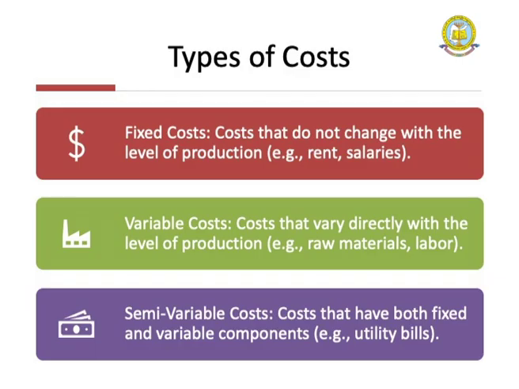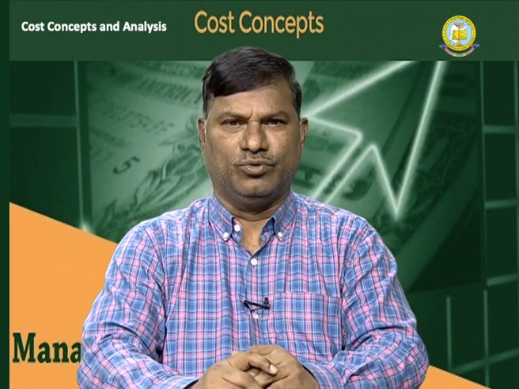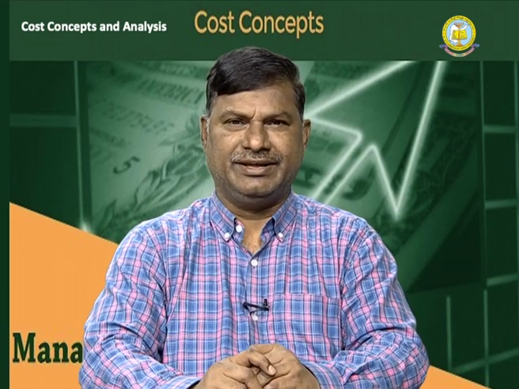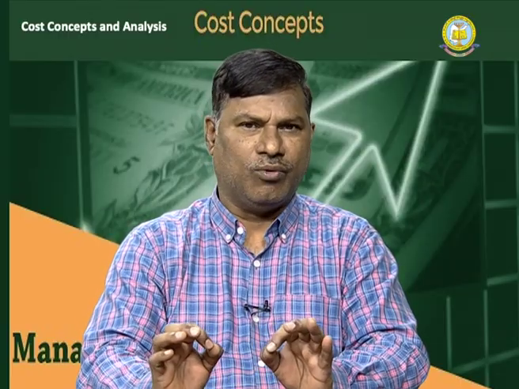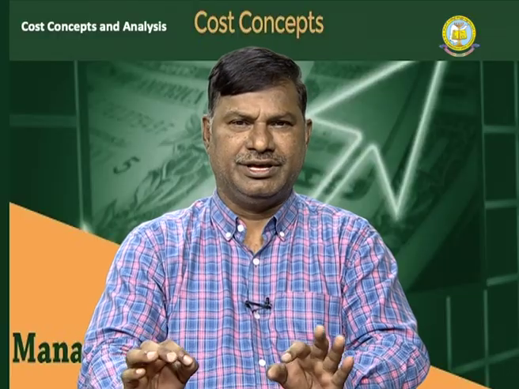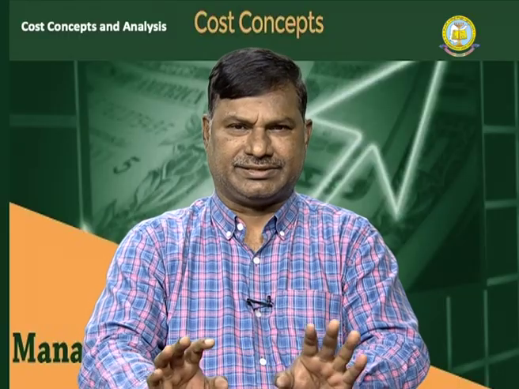These are the three broad categories of costs. What are fixed costs? Fixed costs are those costs which do not change with any level of production. For example, if you have a staff member who can produce 200 units of goods in a production facility, whether he produces 10 units or 100 units or 150 units or 200 units, you have to pay him the same salary. So it is fixed.